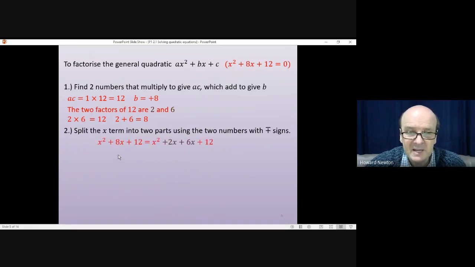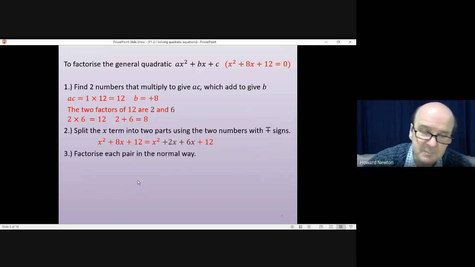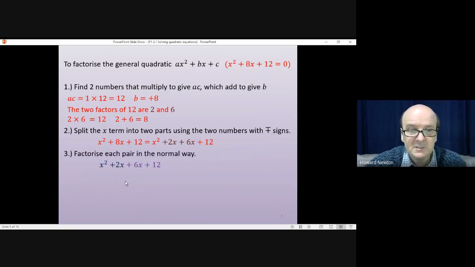So x squared plus 8x plus 12 becomes x squared, and the 8x splits up into plus 2x plus 6x. Doesn't matter which order you write these down in, it'll still work whichever way you choose. You then factorize each pair in the normal way. So the first pair is x squared plus 2x, the second pair is 6x plus 12. Factorizing the first pair, you get x into x plus 2. Factorizing the second pair, you get 6 into x plus 2.